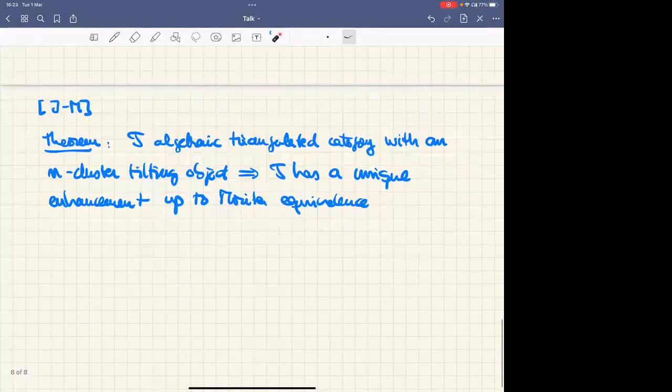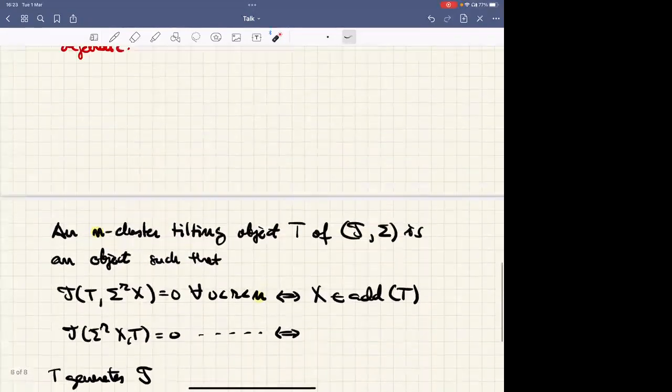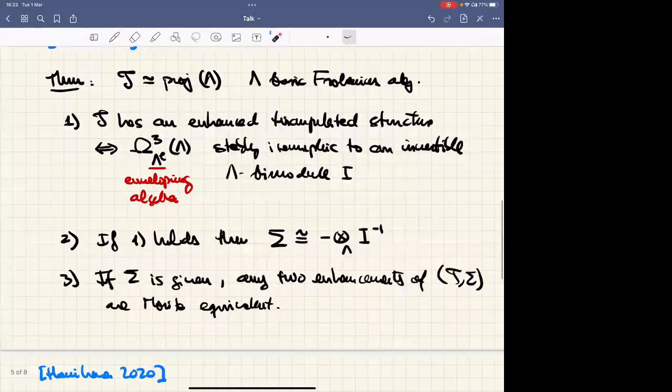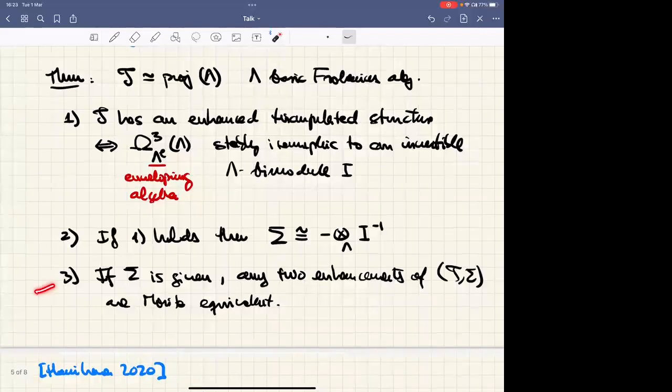And well, we have a kind of result which somehow resembles the last point of the previous theorem, okay? Because we have uniqueness of enhancements, but our assumptions are stronger because we have started with T, an algebraic triangulated category. So we already assume that we have fixed a suspension factor and a class of exact triangles for which we have oops, sorry.